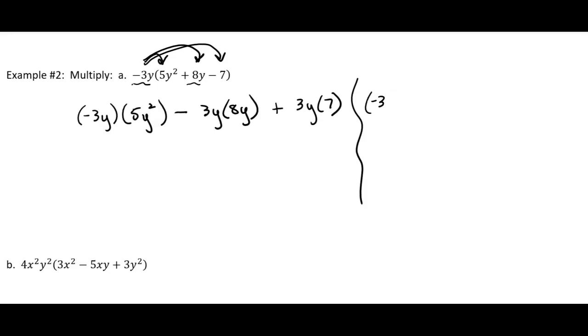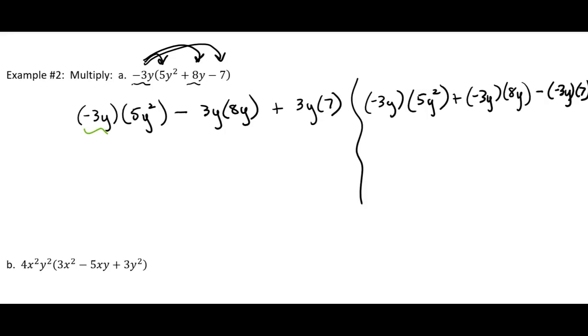You could write negative 3y times 5y squared plus a negative 3y times 8y plus, or minus, a negative 3y times 7. And you can do it that way, but you're going to get the same answer. So at some point, you're going to get used to getting those signs right between the terms, which are really important. So, okay, now what you have is 3 monomial times a monomial situations.